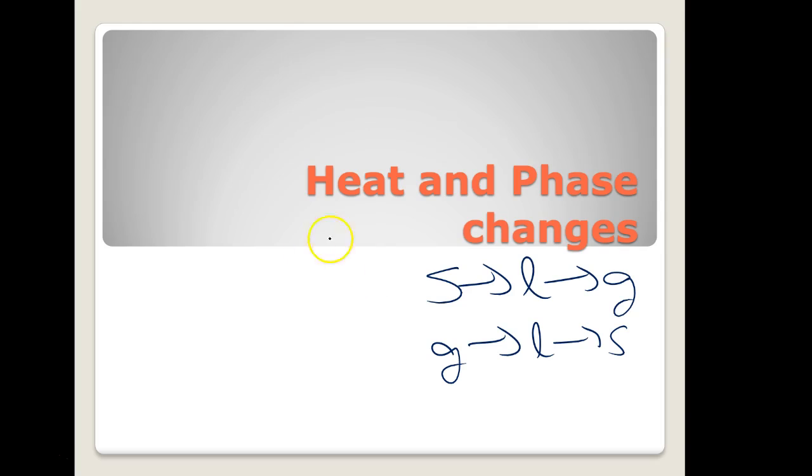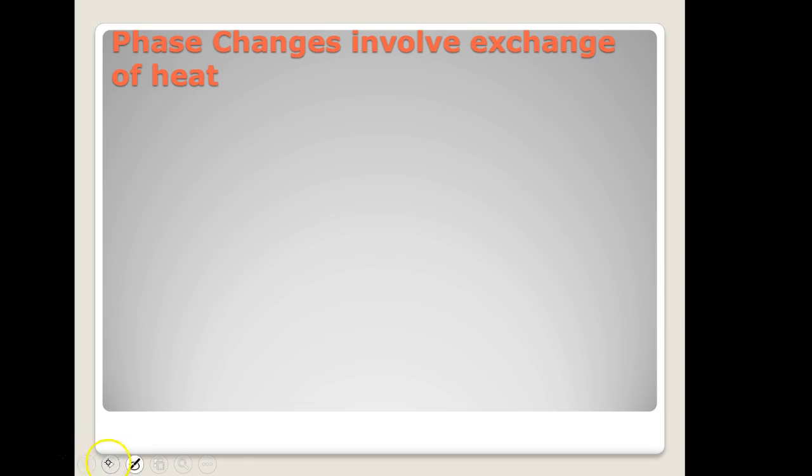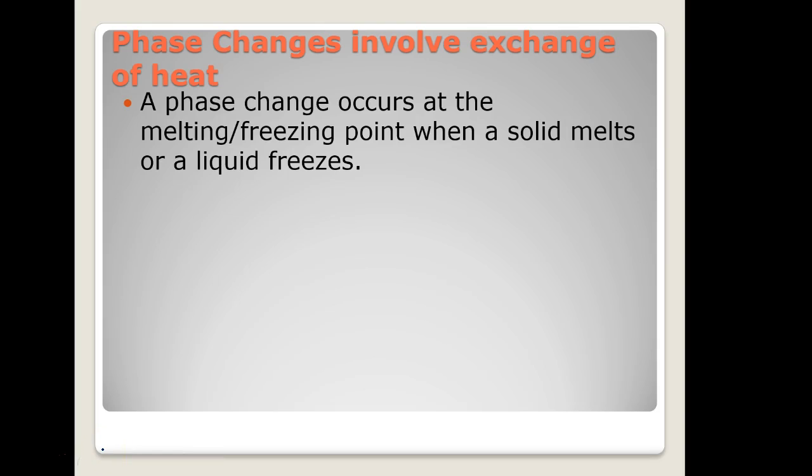Now remember, these are reversible reactions. This one is endothermic. It takes heat to make this change. But when the gas condenses or the liquid freezes, that's an exothermic reaction. They're reversible in terms of the amount of energy you get out. So anytime you have a phase change, it involves the exchange of heat. A phase change occurs at the melting and freezing point when a solid melts, so that would be going from a solid to a liquid, or a liquid freezes, liquid to solid, like I said, endo, exo, okay?